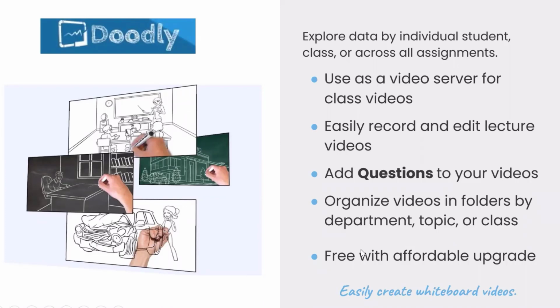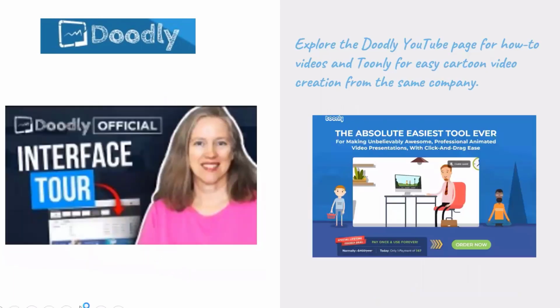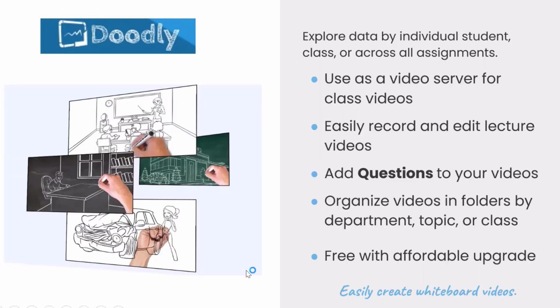So the main thing with Doodly, it's like a whiteboard video server. So this is something you can use just like Screencast-O-Matic to actually record your videos. So you can record lectures. What you can do here is take your information in Doodly and turn it into one of those whiteboard videos where the hands are there. So it will offer you different types of hands, different types of information for Doodly.